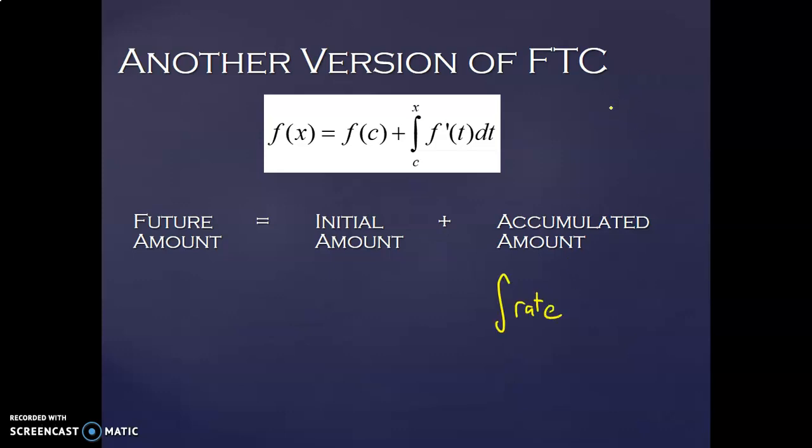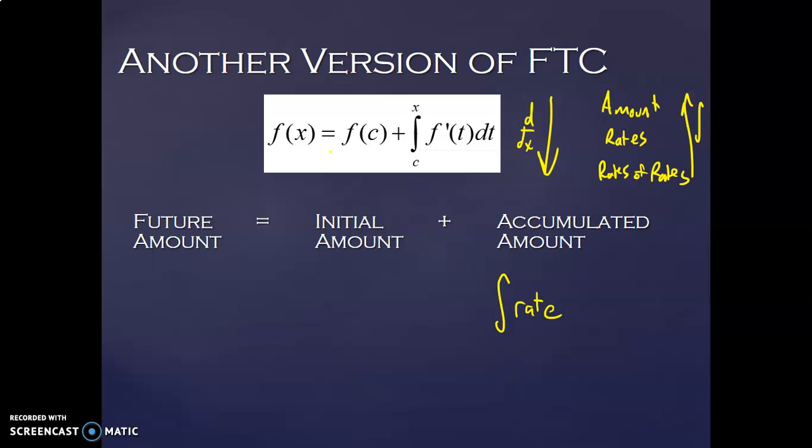The way I teach it in my class is we have amounts and we have rates and we have rates of rates. If I want to go down levels, I take the derivative. If I want to go up levels, I take the integral. So if I want to go from a rate to an amount, then I'm going to do an integral.